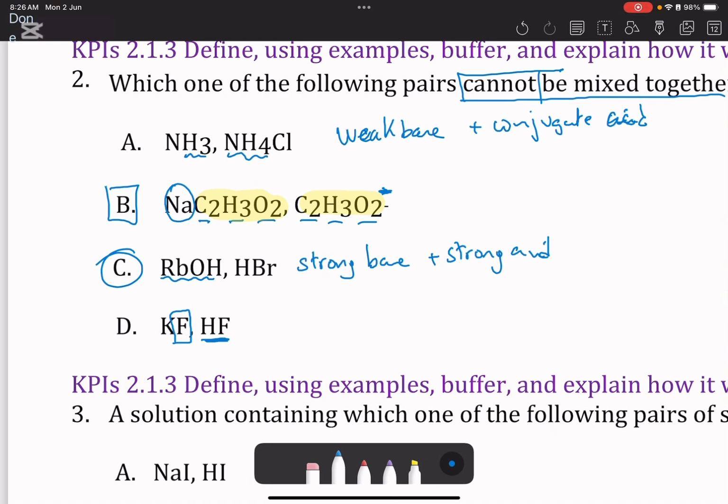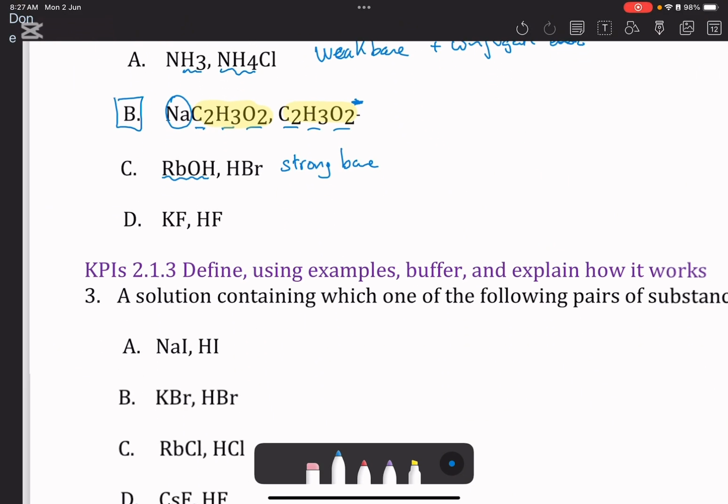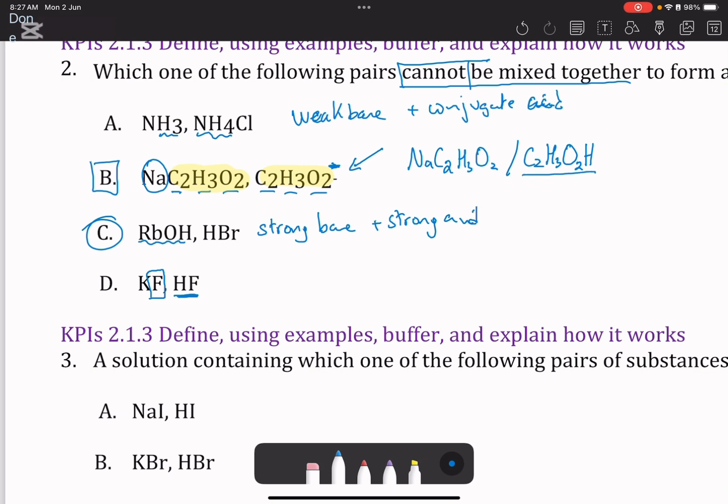So here in this one, basically, there are two answers, but I think that there's a mistake in writing the formula, so it should be given in a different way, probably like this: C2H3O2 with an A and C2H3O2H. This is how it should be given to be correct, so that I can only choose option C as a correct answer, because this is a weak acid and its own conjugate base.